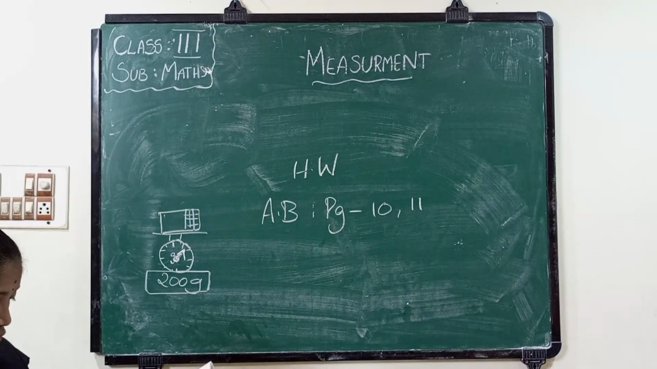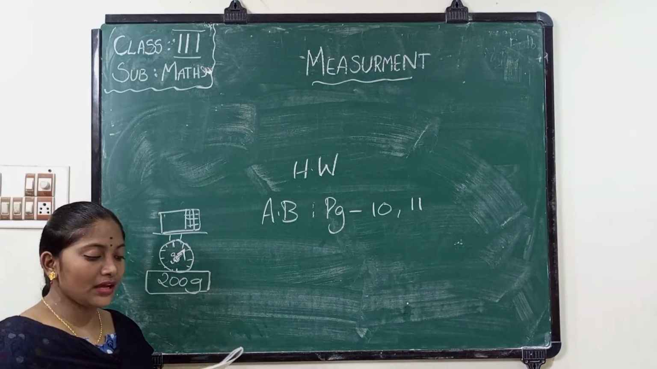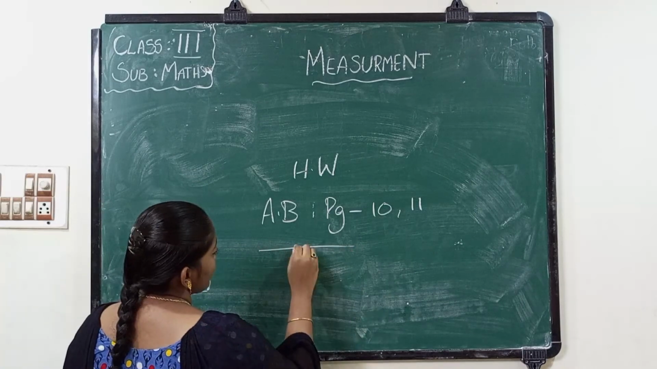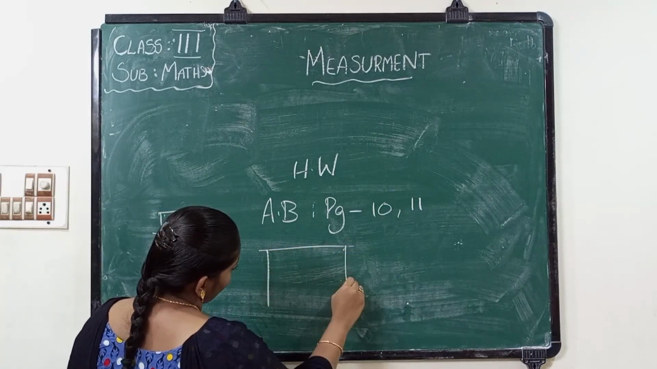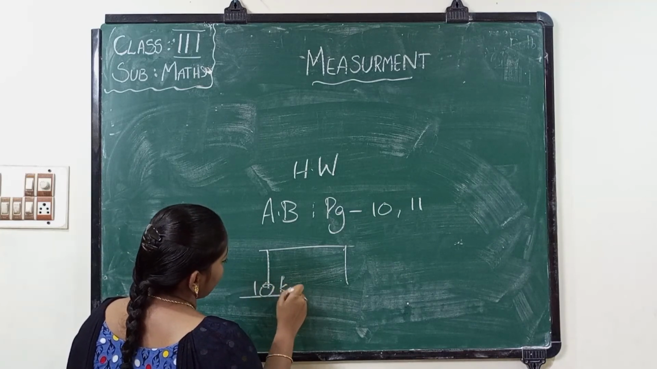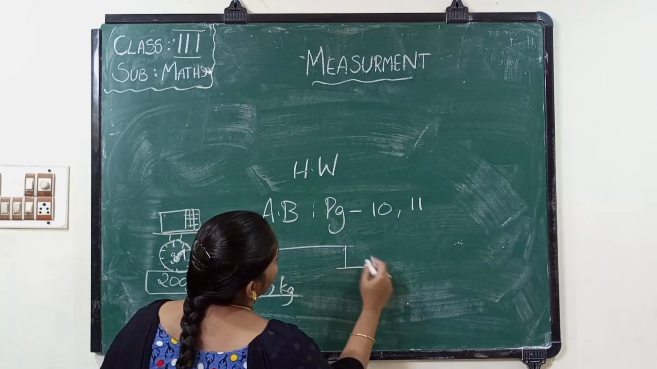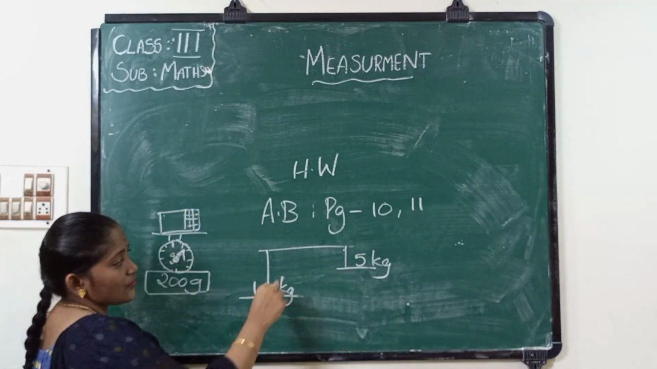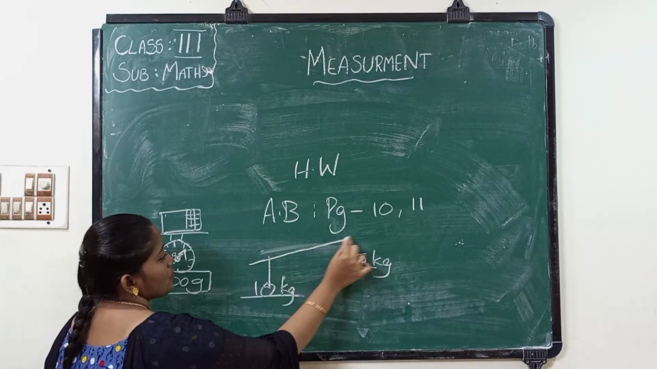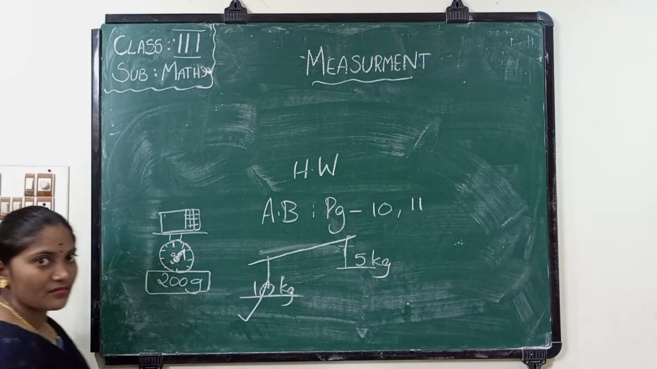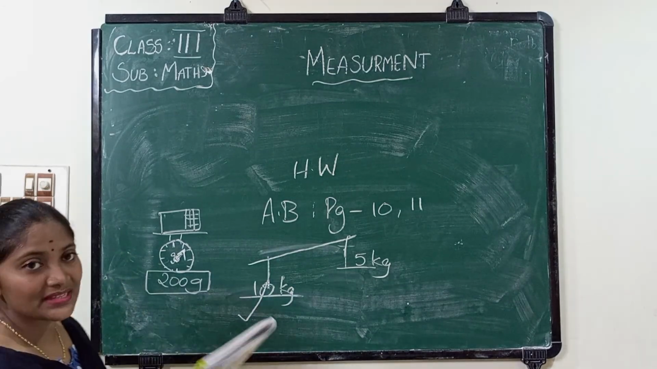And for the next one, page number 11: heavy objects. You have to find out the heavy objects. For example, if I place 10 kgs of weight here, and here I only place 5 kgs, which one shows the heavier weight? 10 kgs. 10 kgs is the heaviest weight. Like that you have to fill page number 11.